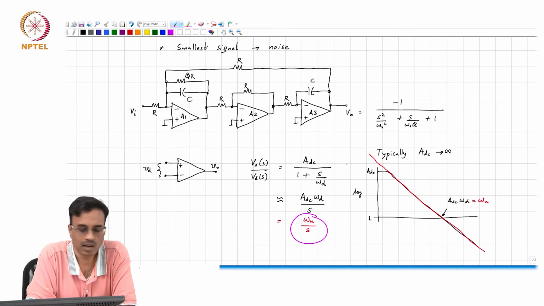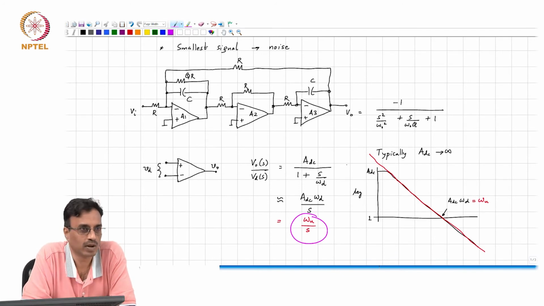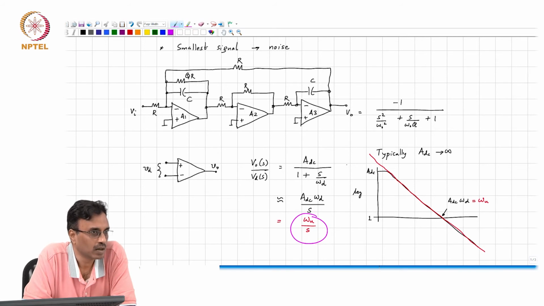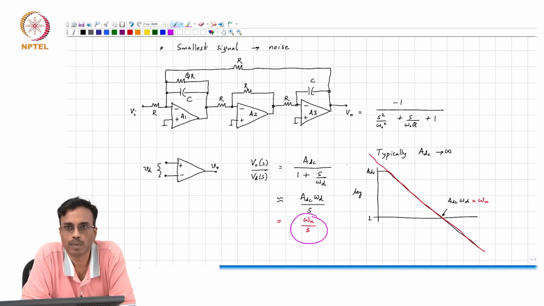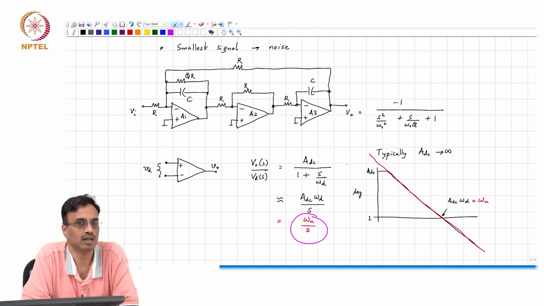Well, when the op amps were ideal, you wrote down all the virtual ground equations, you can analyze the circuit, and you can get your transfer function. Now, tough luck, the op amp is not ideal. So, how do we go about finding the new transfer function? What would you do?